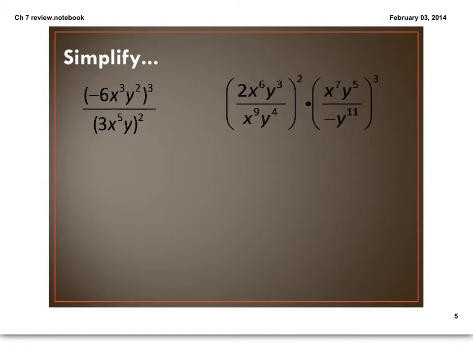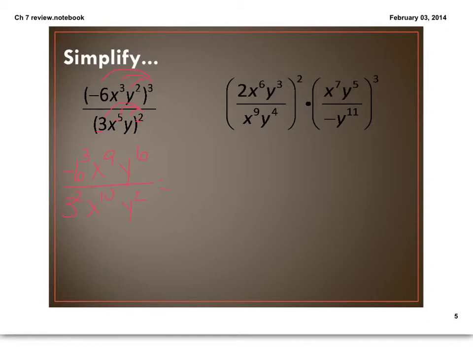All right, some more simplifying here. We're going to take negative 6 to the 3rd power. We're going to take x to the 3rd, which is going to be x to the 9th. And we're going to take y squared to the 3rd power, and we're going to get y to the 6th. We're going to divide that by 3 squared x to the 10th. 5 times 2, we'll distribute that in here. And then y squared.